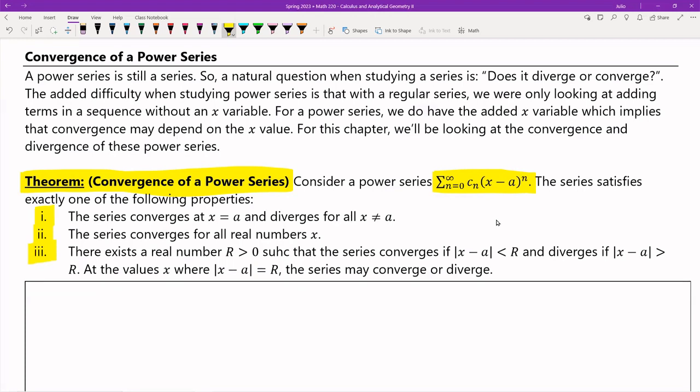And then the last one: there exists a real number R greater than zero such that the series converges if the absolute value of x minus a is less than R and diverges if it is greater than R. At points where the absolute value of x minus a is equal to R, the series may diverge or converge. Let me summarize the three options. Option one says that it just converges at a particular x value. Option two says that it converges at all x values. Item three says that your power series converges over a specific set of numbers, and then diverges everywhere else.